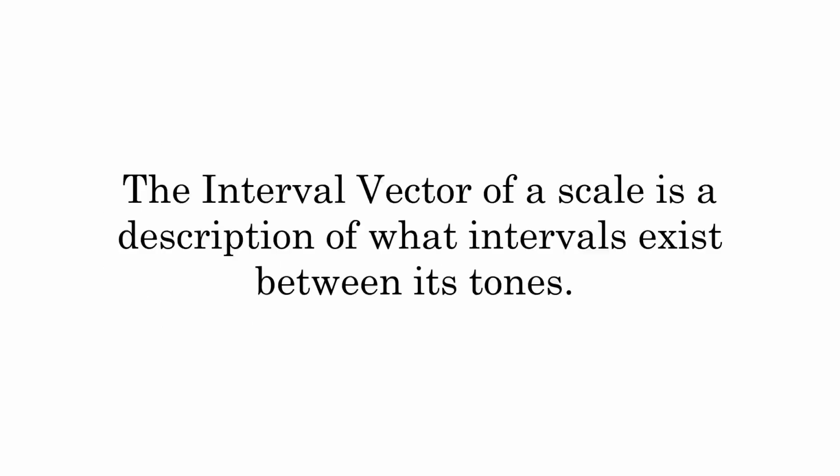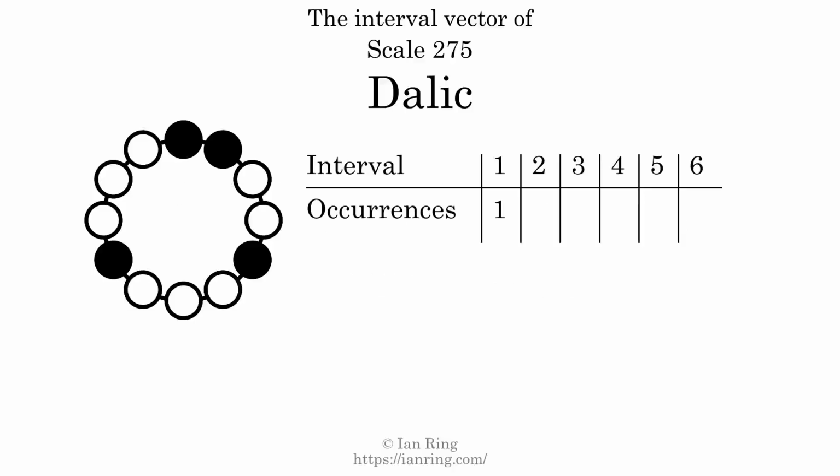The interval vector of a scale is a description of what intervals exist between its tones. There is one interval with a size of 1 semitone. It is here. There are no intervals with a size of 2 semitones. There is one interval with a size of 3 semitones. It is here. There are 3 intervals with a size of 4 semitones. They are here, here, and here.